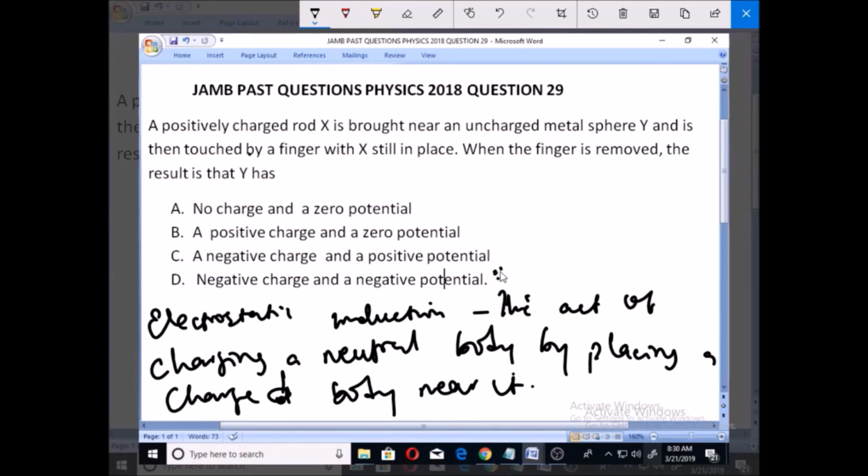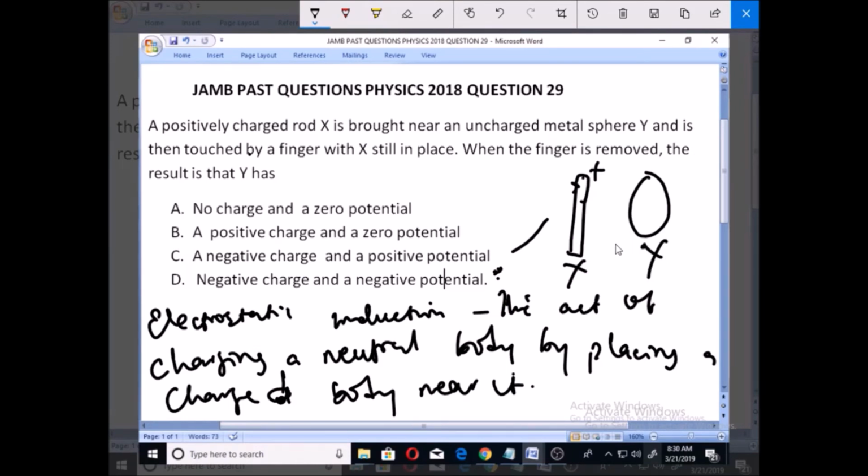Now, in this very instance, we are looking at a rod that is positively charged. This rod is brought near a metal sphere that is uncharged. The metal sphere is neutral, but then it is touched by a finger with the rod still in place. This is X, this is Y.